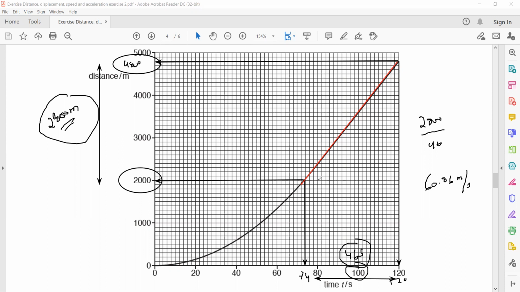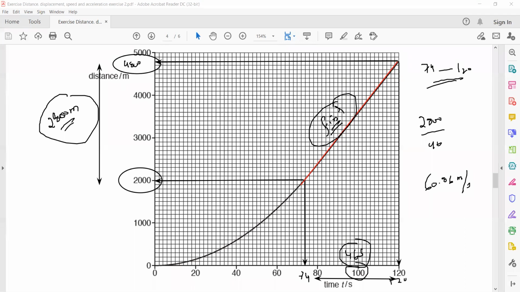It's not up to 100, they're asking the speed at 100. Basically in this region from 74 seconds to 120 seconds, the speed does not change. How can we identify the speed does not change? You can see it's a straight line. So if I can find the speed of this part, it means that is the speed for the time interval. It can be the speed at 80 second, 90 second, 100, 110 or 120. Because it's a straight line, the speed does not change in this region.